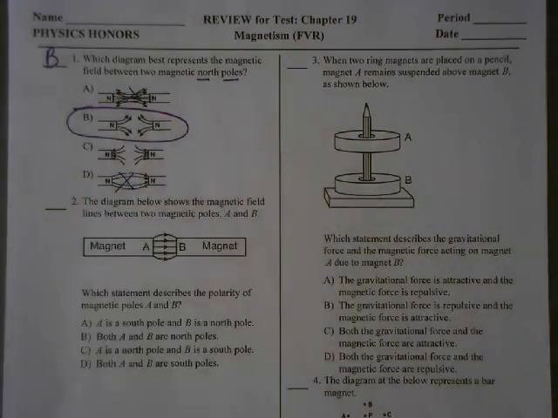So we have to look at the arrows as well as attraction or repulsion. Number 2, which statement best describes the polarity of the magnetic poles A and B?